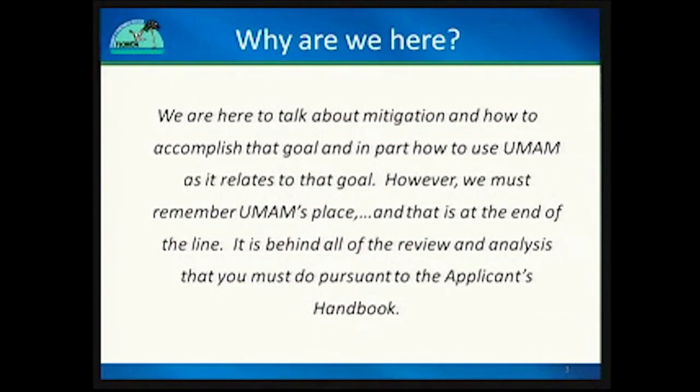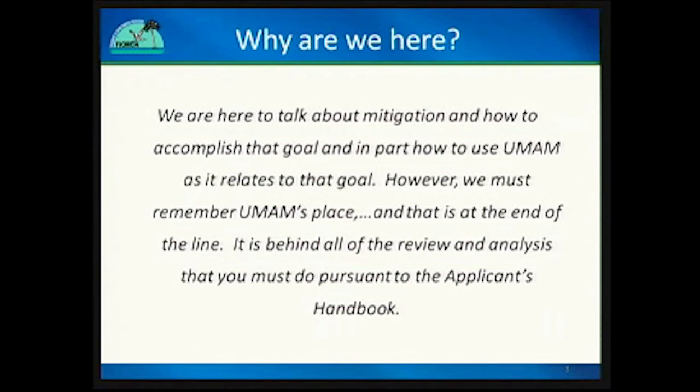That's where UMAM belongs. And usually if you have a problem with UMAM, you get there and you have a big issue with it, it's typically because you haven't done what's in the Basis of Review and Applicant's Handbook. You haven't looked at that stuff appropriately. So take the time. Don't forget where UMAM fits in this whole type of thing.